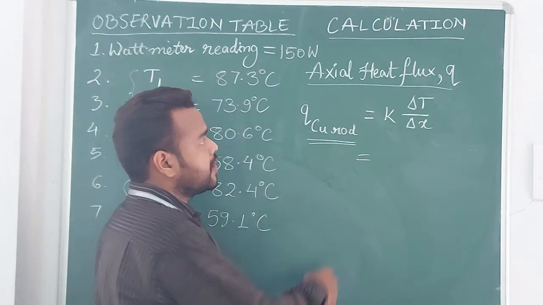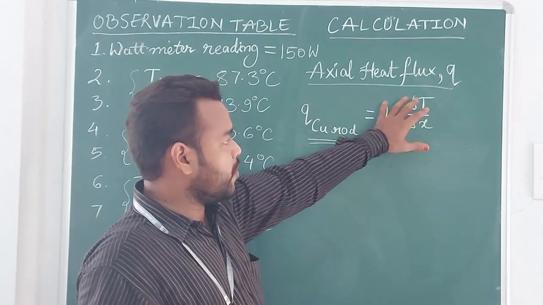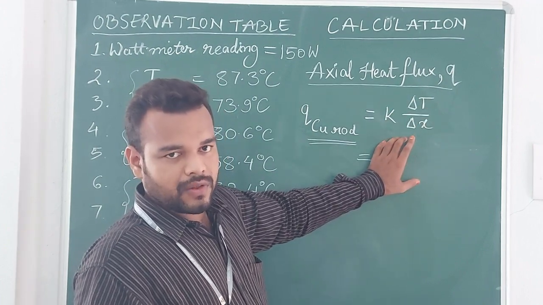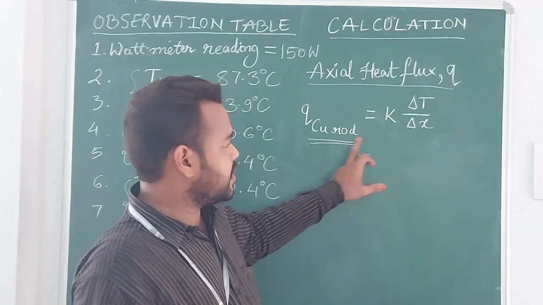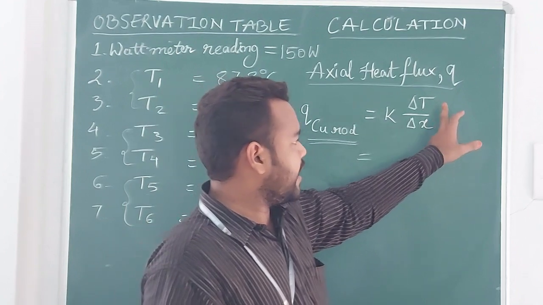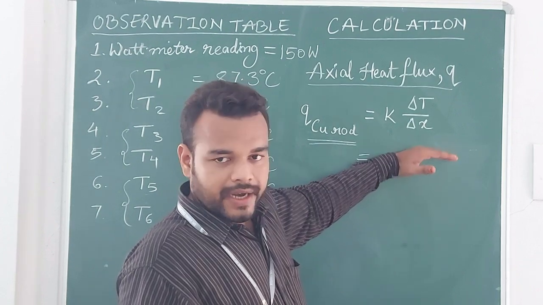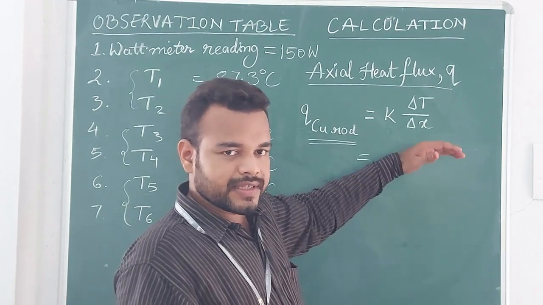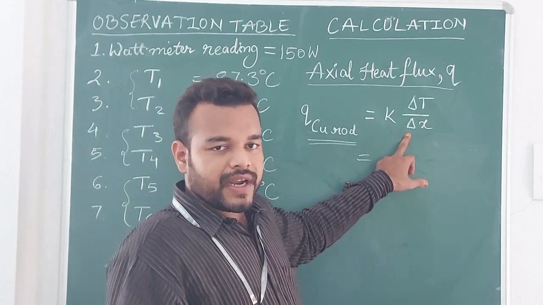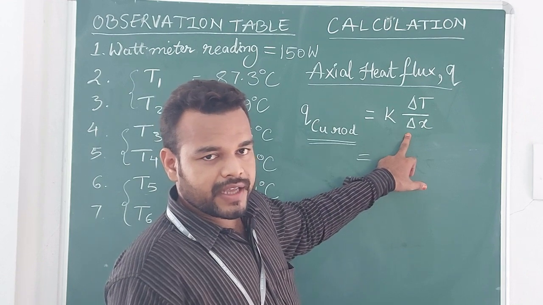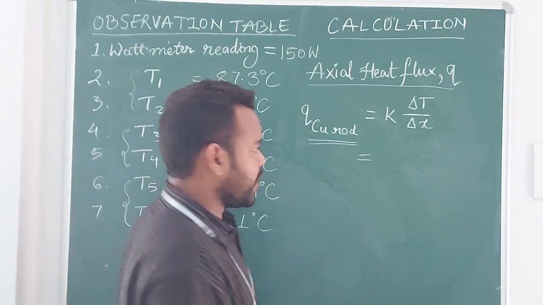Now, the calculation part. Here we need to find the axial heat flux. How are we going to get this equation? From Fourier's law of heat conduction. As per that, Q, the heat flux, equals K, the thermal conductivity, times delta T, the change in temperature from the heater or the evaporator to the condenser, as we have seen in the diagram or in the setup. Thereafter, this is delta X, the length over which we are taking the temperature readings, from the evaporator to the end of the condenser, okay.